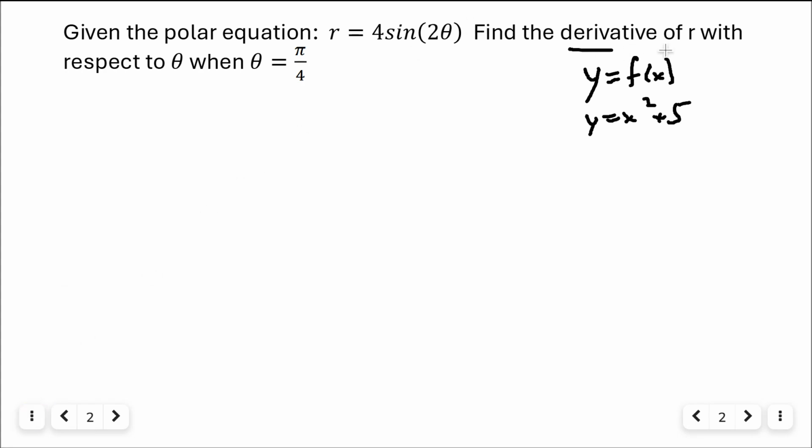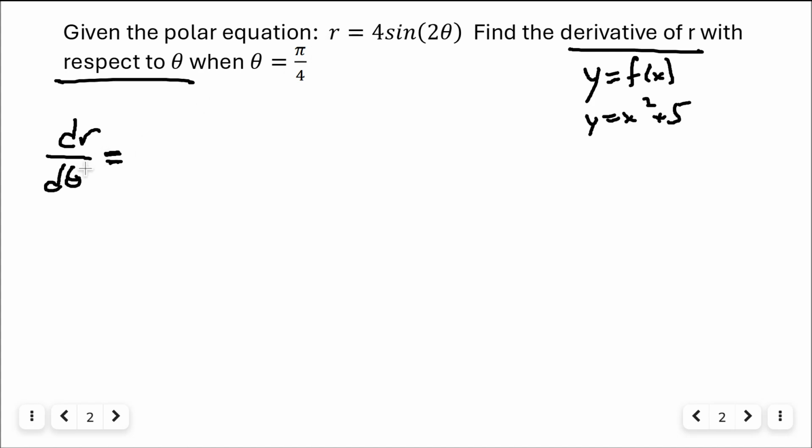So what I want you to find is the derivative of r with respect to theta when theta is equal to pi over 4. We have to be careful about what we're being asked. This equation is written in terms of r and theta, so I want to find dr d theta. I can do that pretty easily. That's like finding dy dx, where y is written in terms of x. It's the same thing. All I have to do is differentiate this equation, and it'll tell me the answer.